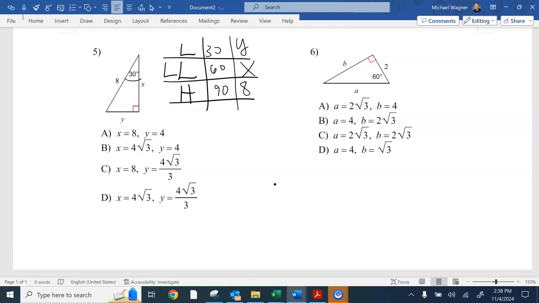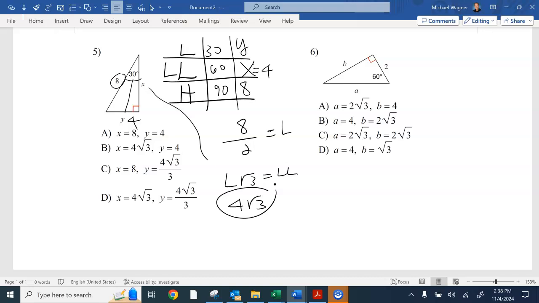So we already know that if we've got the hypotenuse, we can divide it by 2 to get the short leg, right? So that means the short leg is 4. So that's the 30 side. Now, we also know that the short leg times root 3 is equal to the long leg. So let's go 4 root 3. That's all we basically have to do. So that's going to be the long leg, or x. That goes with the 60. So the short leg is 4 and the long leg is 4 root 3. So that one's going to be B.